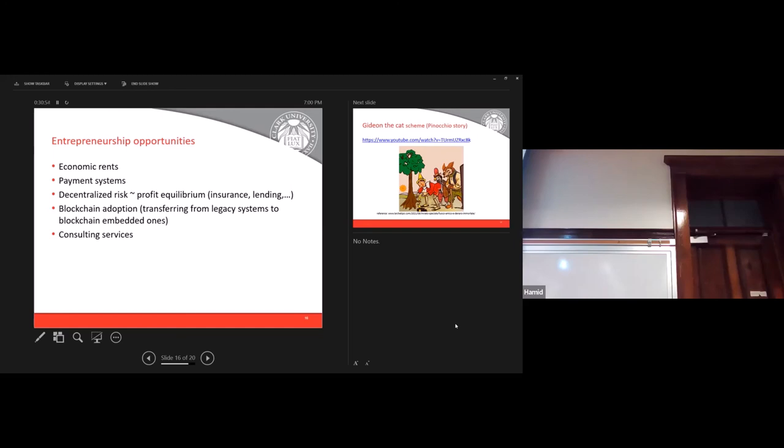Especially when you're a student, you might not find a good amount of time. By regulation in the US, in the first two semesters you cannot have an internship. Instead of doing an internship, you can at least pick one opportunity and do your own research and work or a study. So: economic grants, payment systems, risk-profit equilibrium, ensuring lending, or blockchain adoption. It could be a blockchain developer, helping companies bring blockchain to their supply chain or other parts of their company, or doing consulting services. I think these could be the opportunities you might have in the next few years in the blockchain industry.